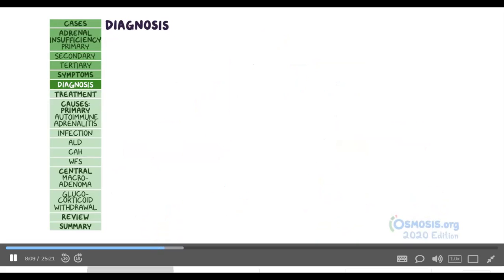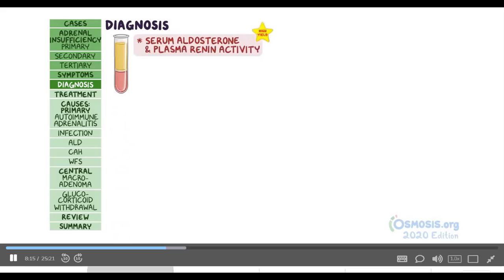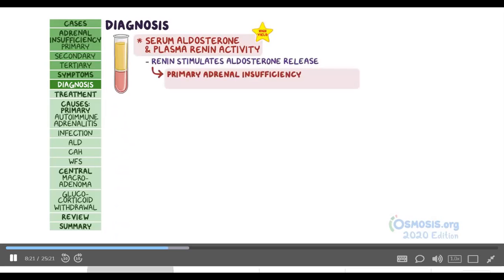Next, if we suspect primary insufficiency, then serum aldosterone and plasma renin activity should also be obtained. Renin normally stimulates aldosterone release, so with primary adrenal insufficiency, there will be low aldosterone and high plasma renin activity.